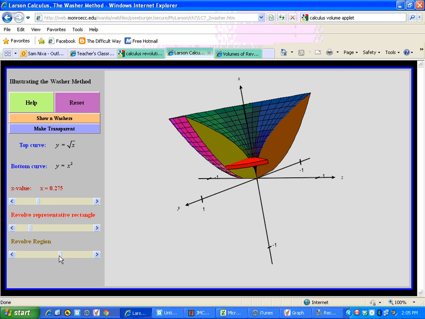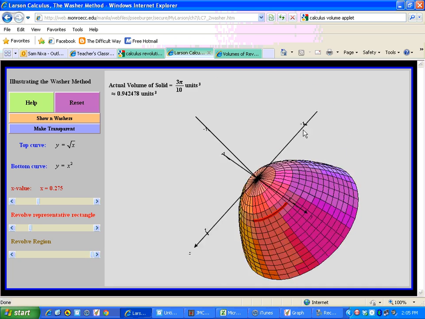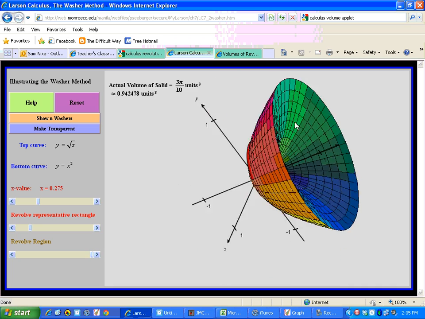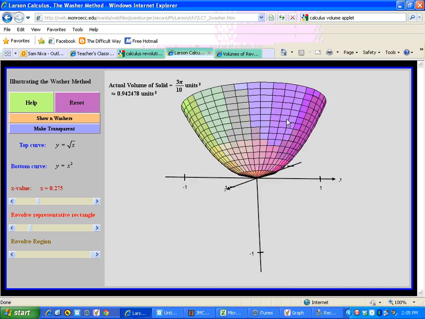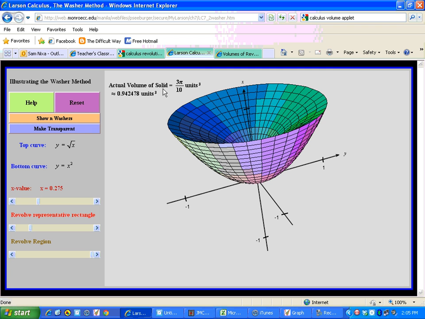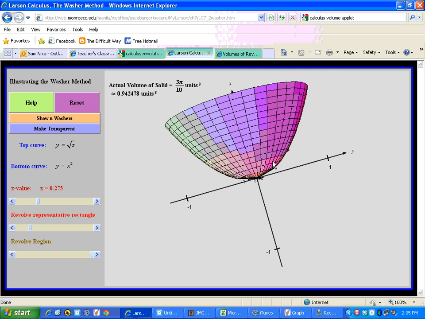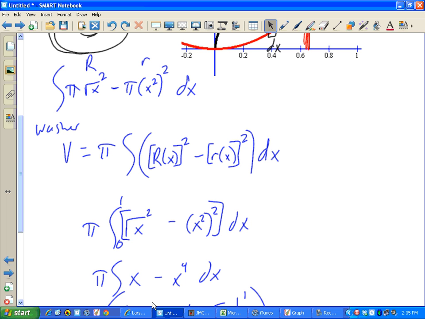That would be the volume of our solid that we have. The volume of this solid is 3 pi over 10 units cubed, whatever your units are. So if your X and Y axes are labeled in feet, it'd be 3 pi over 10 cubic feet of volume.